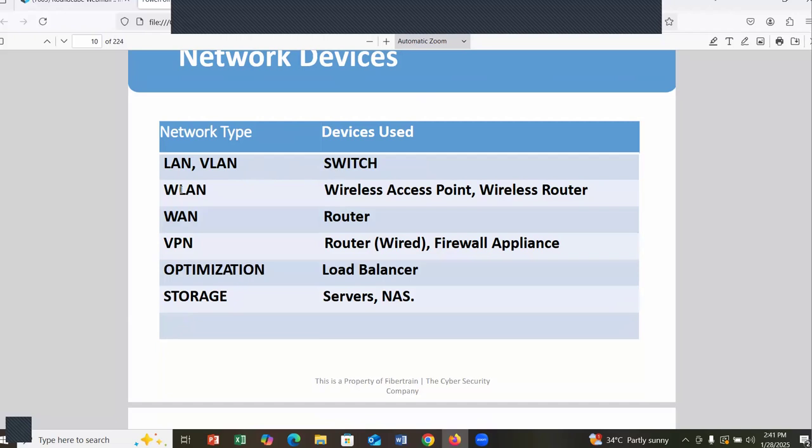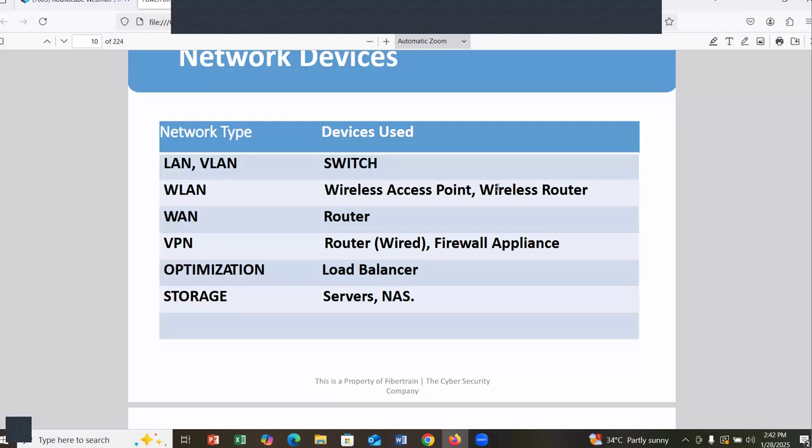So what about a WLAN? The devices we use in a WLAN, which is a wireless local area network, is a wireless access point, which is what they call a WAP, or you use a wireless router. So anytime you want to configure a WLAN on the network, you must have a WAP, which is a wireless access point, or you have a wireless router.